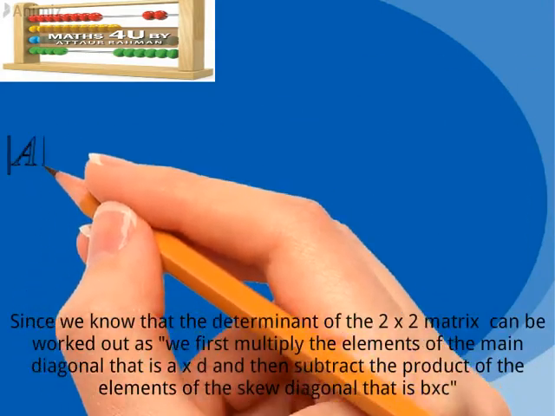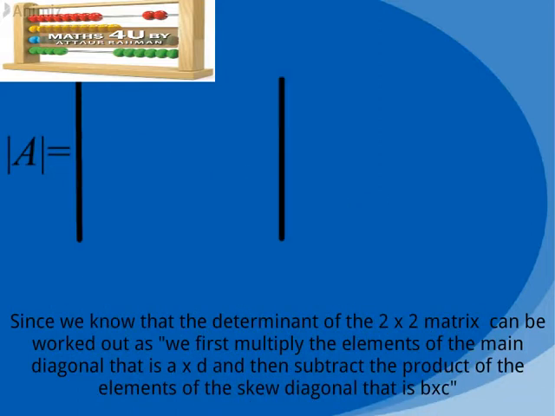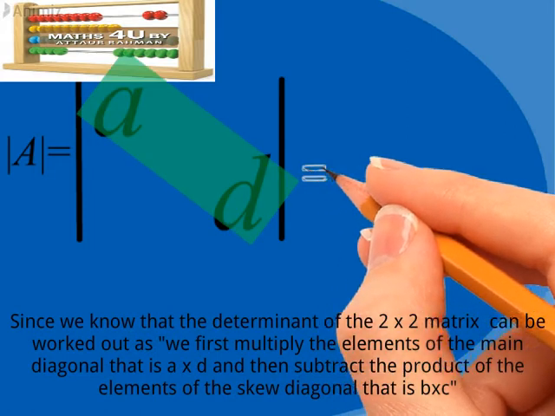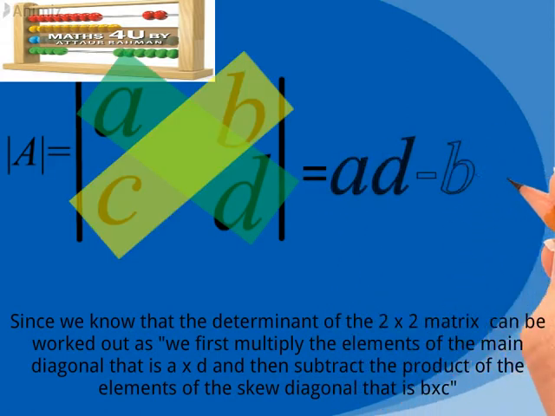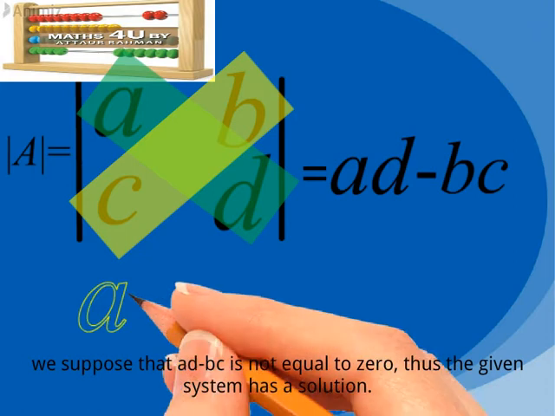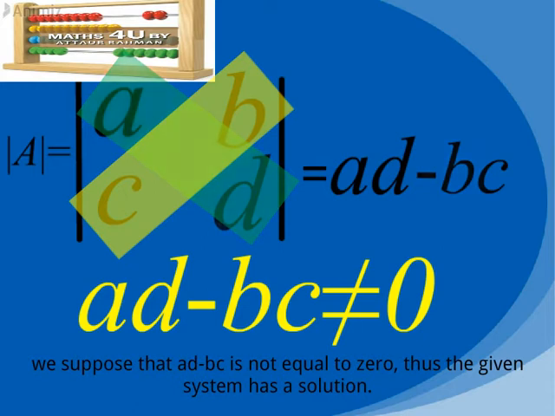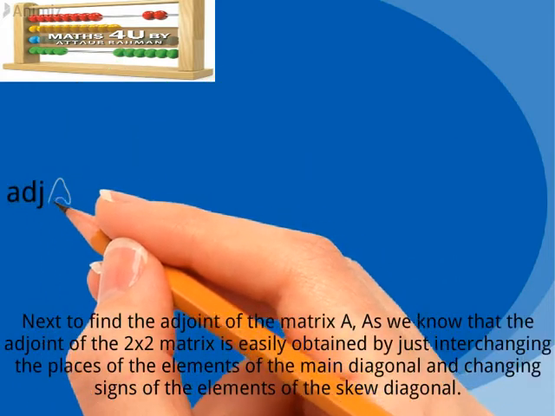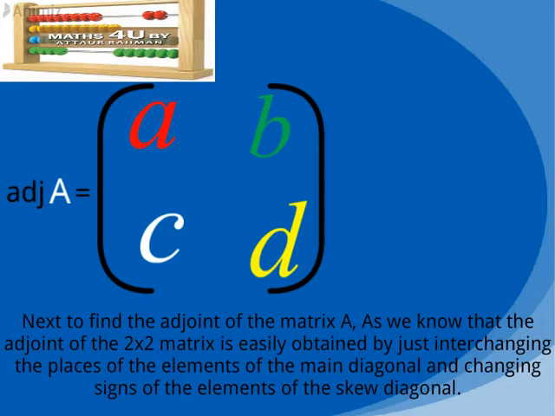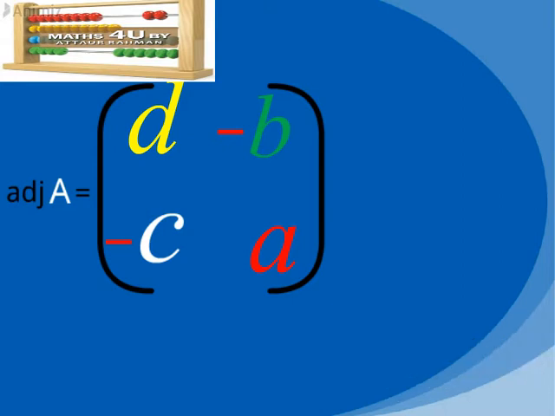Since we know that the determinant of the 2 by 2 matrix can be worked out as: we first multiply the elements of the main diagonal, that is A multiplied by D, and then subtract the product of the elements of the skew diagonal, that is B multiplied by C. We suppose that AD minus BC is not equal to 0, thus the given system has a solution. Next, to find the adjoint of the matrix A. As we know that the adjoint of the 2 by 2 matrix is easily obtained by just interchanging the places of the elements of the main diagonal and changing signs of the elements of the skew diagonal.